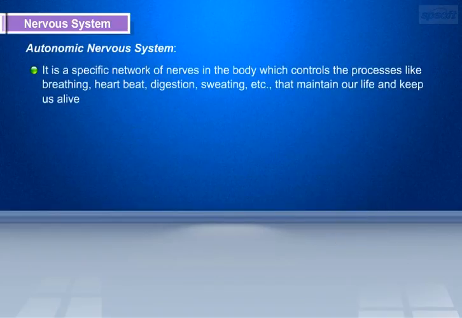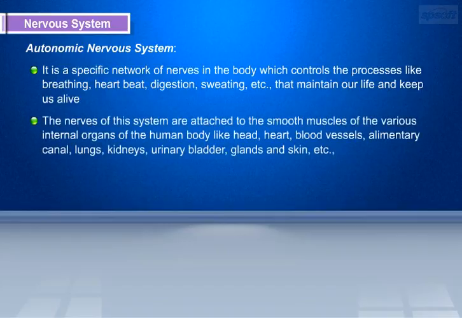Autonomic nervous system. It is a specific network of nerves in the body, which controls the processes, like breathing, heartbeat, digestion, sweating, etc., that maintain our life, and keep us alive. The nerves of this system are attached to the smooth muscles of the various internal organs of the human body, like head, heart, blood vessels, alimentary canal, lungs, kidneys, urinary bladder, glands, skin, etc.